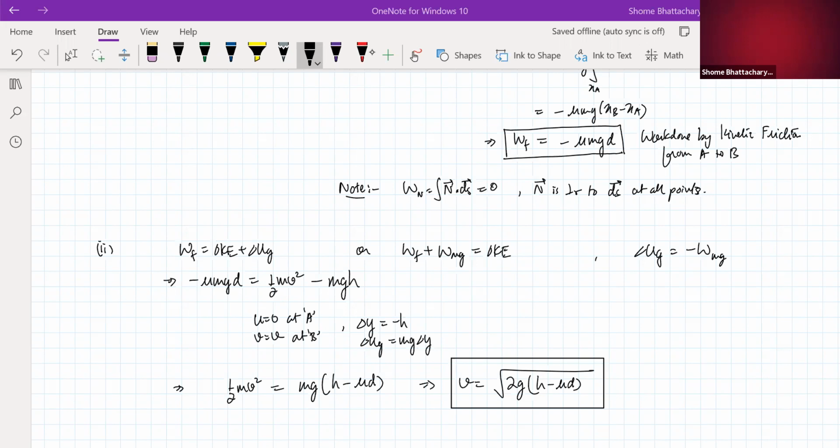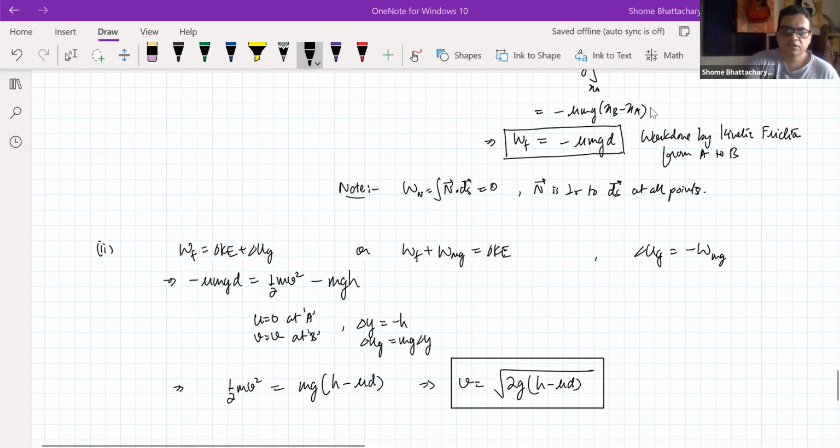So you should, in a sense, remember the result of this particular example like a theorem. When you have an irregular rough slope of coefficient of friction mu, this is the way to calculate the work done by friction. Now, this is the way to calculate the speed after it has dropped through a height h, while it has traveled a horizontal displacement of d. Okay, so hope this example is clear.